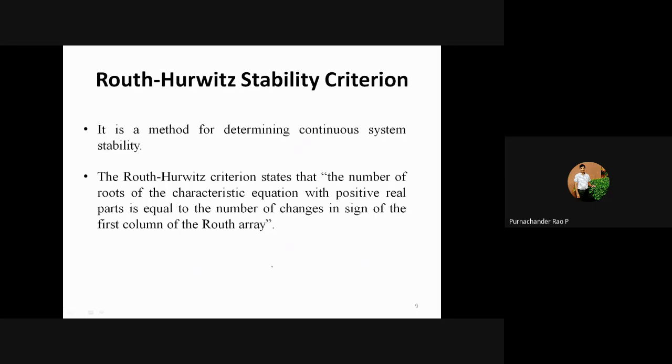Then, the Routh-Hurwitz criterion is a method used for finding the stability of the system. It says that the number of roots of the characteristic equation with positive real parts is equal to the number of sign changes in the first column of the Routh array. So we need to find the Routh array. In the first column there may be a number of sign changes, like positive, negative, positive, positive, negative.